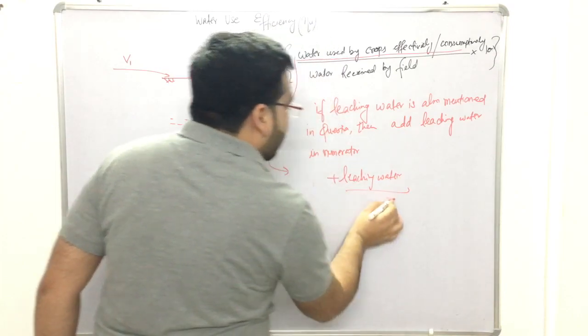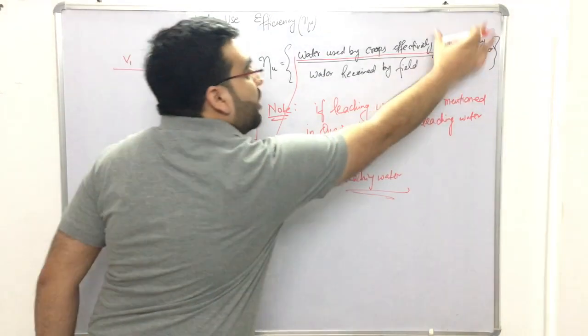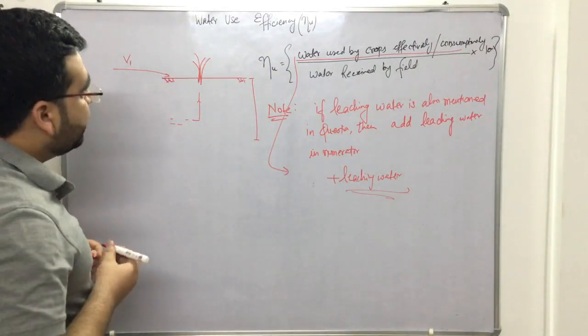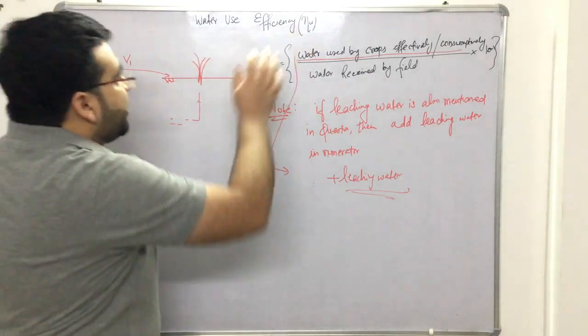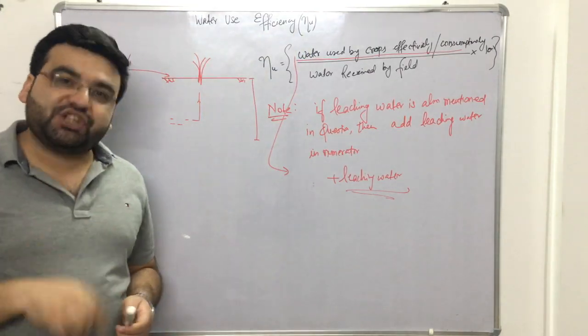This is the important thing which I wanted to convey to you, that if leaching water is given in the question, you have to add leaching water to the numerator, and you will get the correct answer. Clear? Okay. I hope that you have understood the water use efficiency also. Now it's time to solve a numerical based on the water use efficiency.